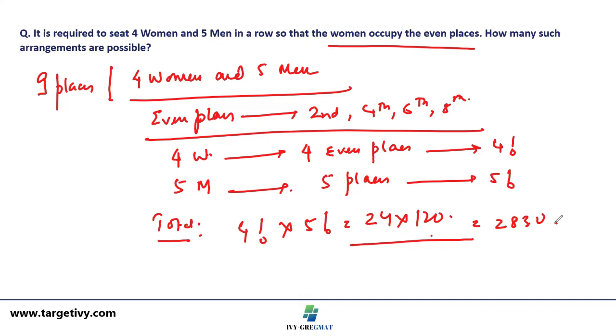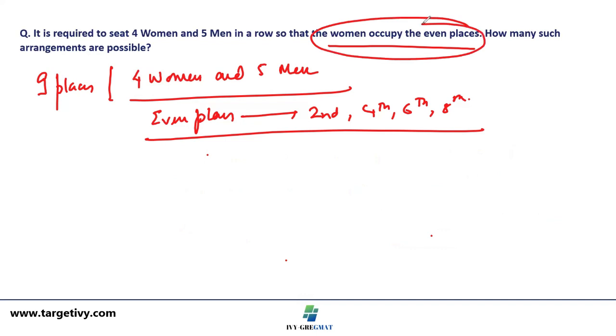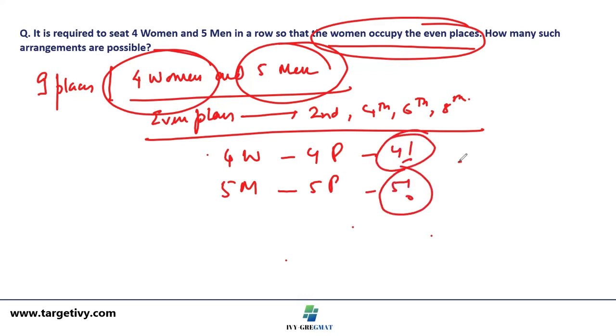So the twist in this problem is nothing but the words 'women occupy the even places'. No problem, because there are 4 women and there are 4 places, 5 men, 5 places. So 4 women, 4 places, and 5 men and 5 places. So that makes it factorial 4, and this makes it factorial 5. Why do we multiply? Because of the multiplication principle. So factorial 4 multiplied by factorial 5.